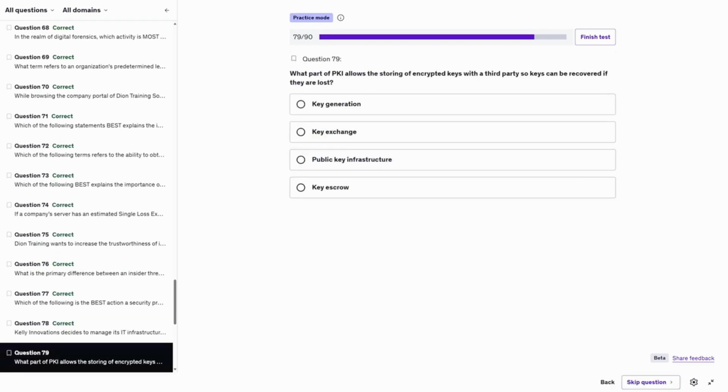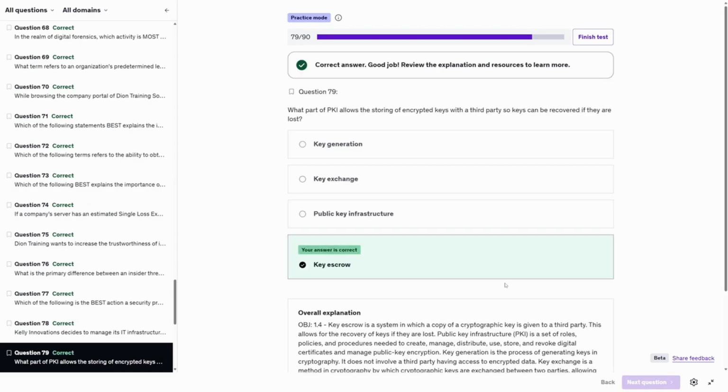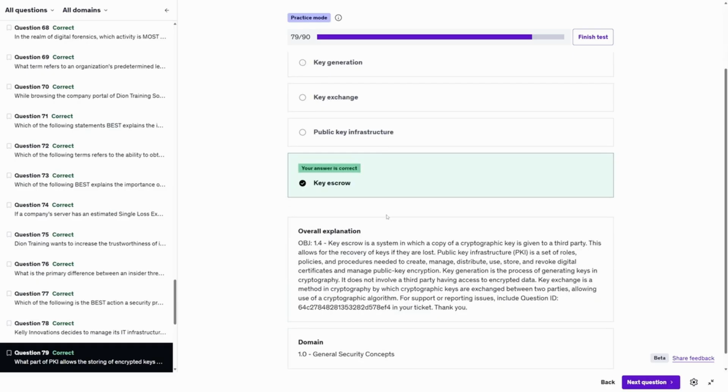Which part of PKI allows the storing of encrypted keys with a third-party key so keys can be recovered if they are lost? And the correct answer for this is a key escrow. Key escrow is a system in which a copy of a cryptographic key is given to a third party. This allows for the recovery of keys if they are lost. I'll leave up the other answers for a few seconds.